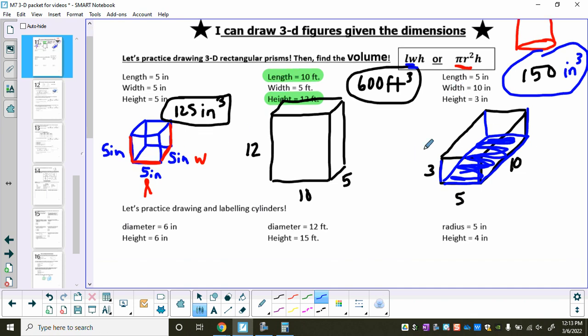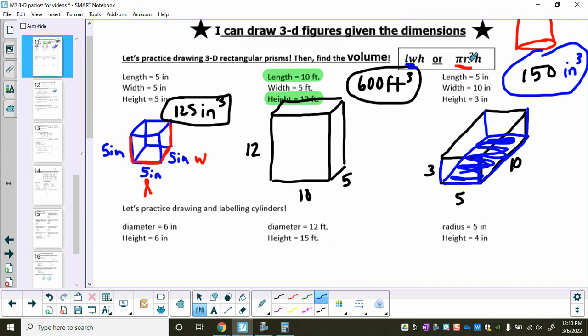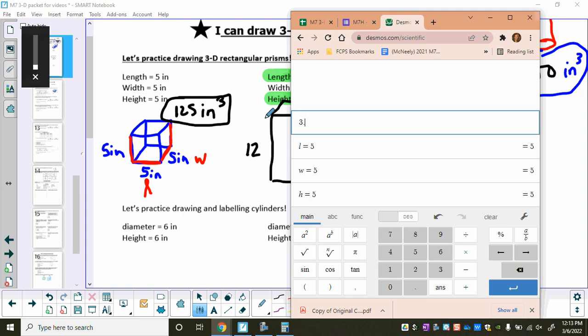So we just got done practicing drawing our 3 rectangular prisms given the dimensions, and then we found volume. Now we're going to move down here and we're going to practice drawing 3 cylinders, and we're going to use this formula right here to find the volume. Now, because I had Desmos open, I'm going to go ahead and switch out the formula. We're not dealing with the boxes anymore. We're going to do 3.14.